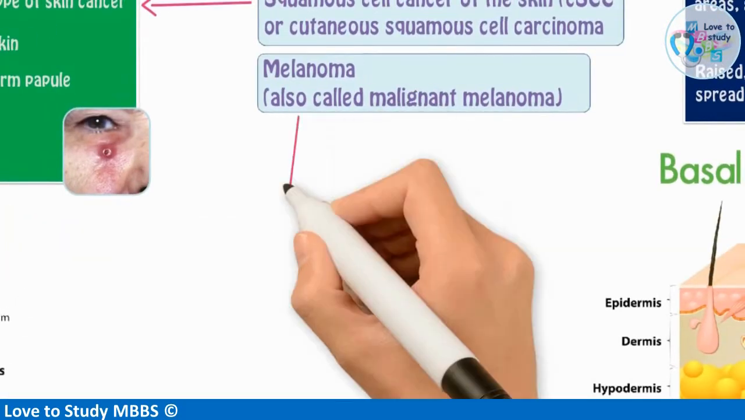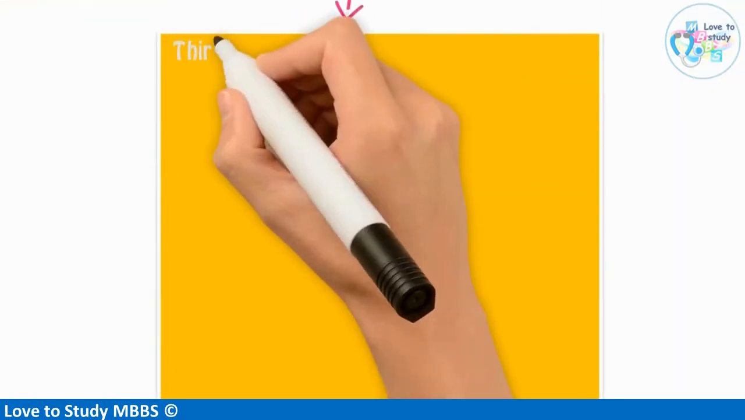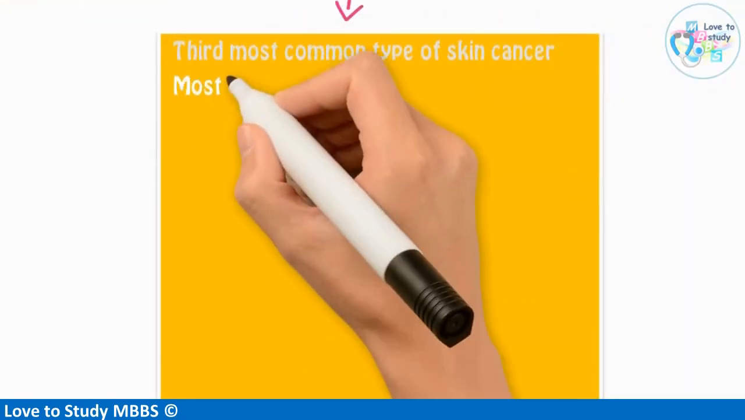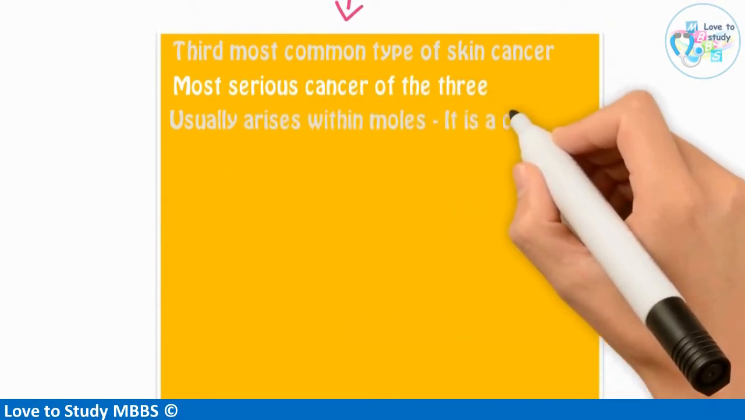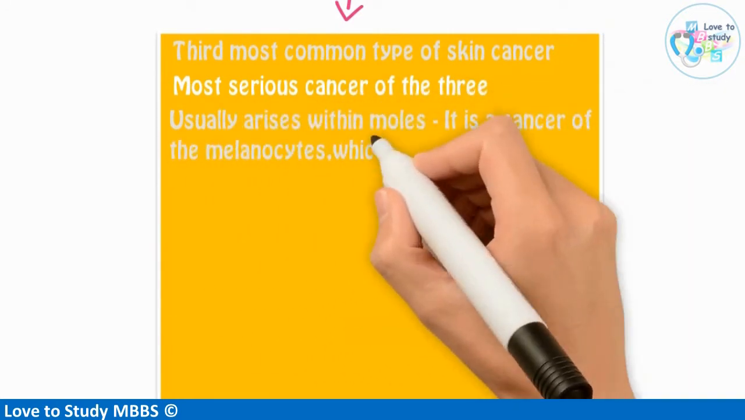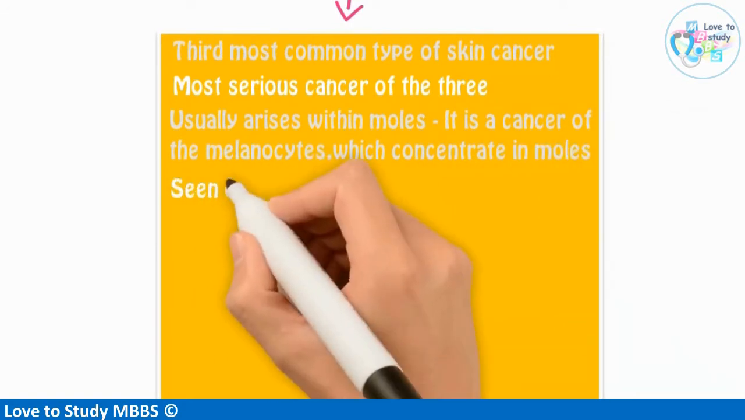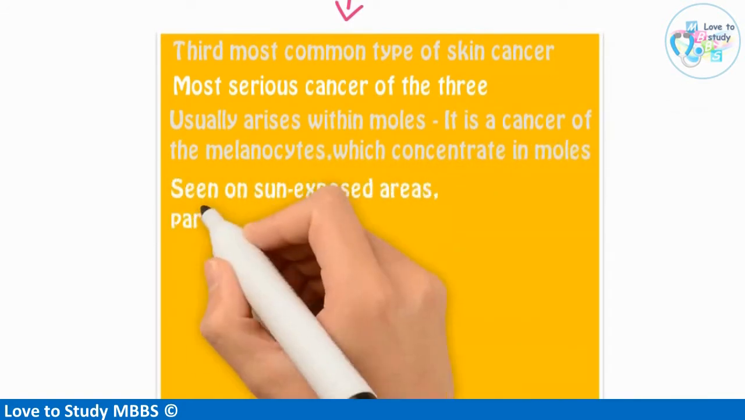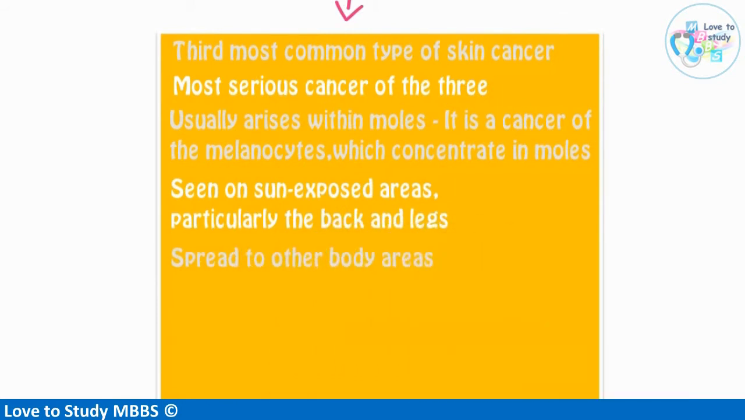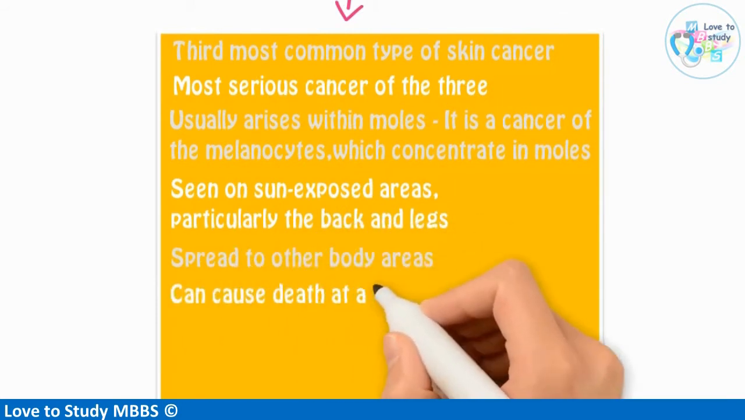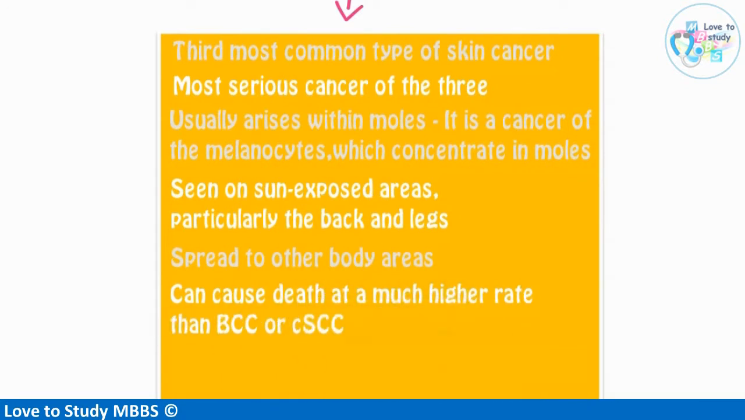The third most common type of skin cancer is melanoma, which is the most serious cancer of the three. This usually arises within moles because it is a cancer of the melanocytes, which concentrate in moles. It is often seen on sun-exposed areas, particularly the back and legs. It can spread to other body areas and can cause death at a much higher rate than BCC or CSCC.